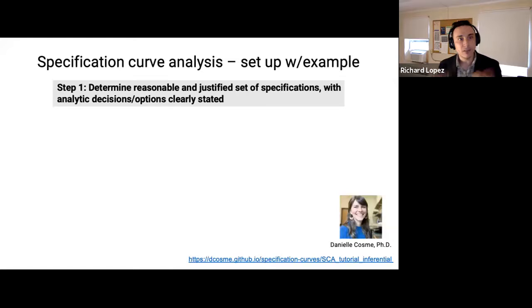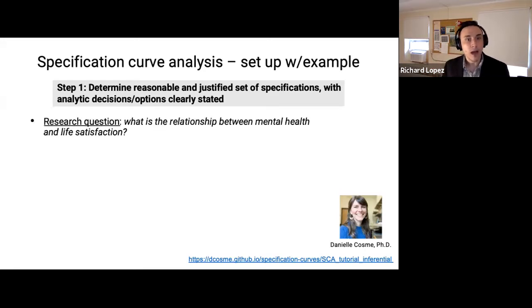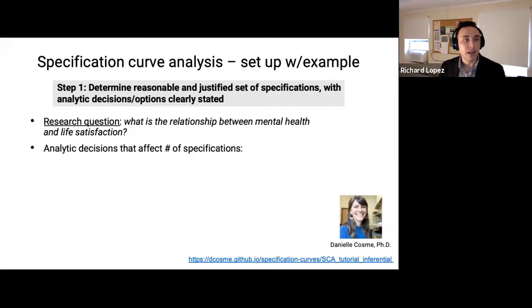So the first step is to determine, like I said earlier, a reasonable and justified set of specifications, where you lay out all the different options and decisions that are toggleable. And in this tutorial example, the research question is, what is the relationship between mental health and life satisfaction? So that's the topmost research question that will be addressed with this specification curve analysis.